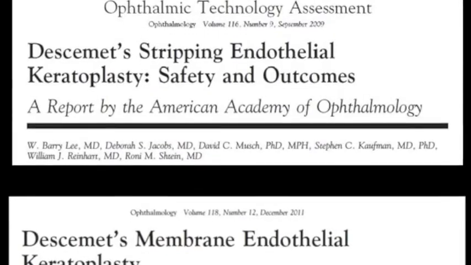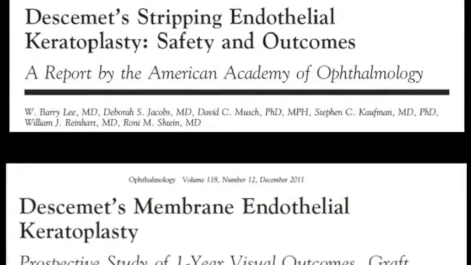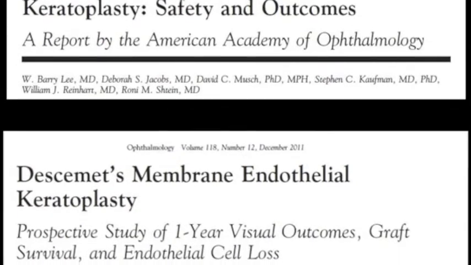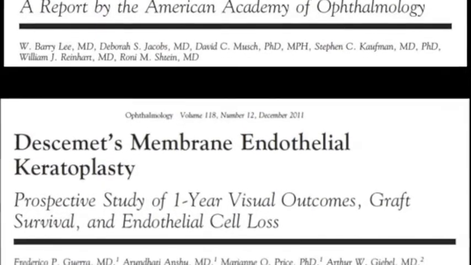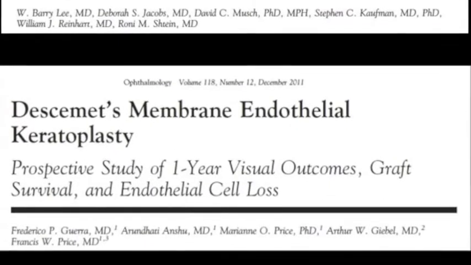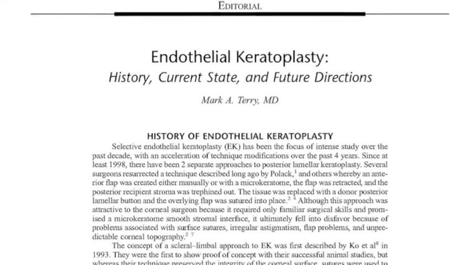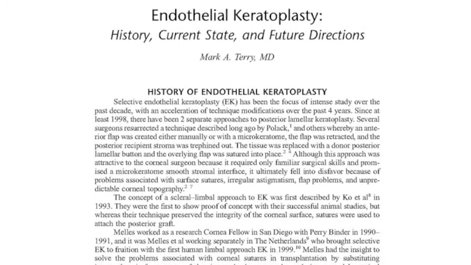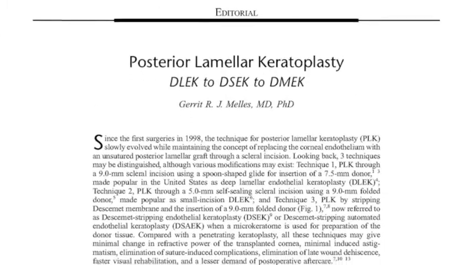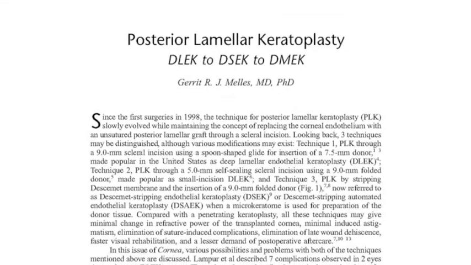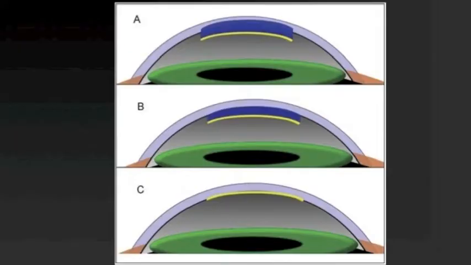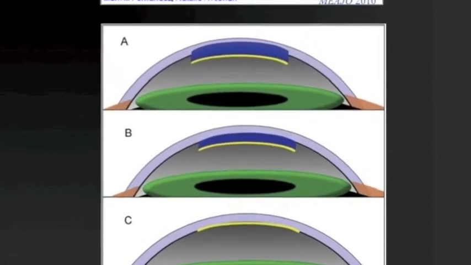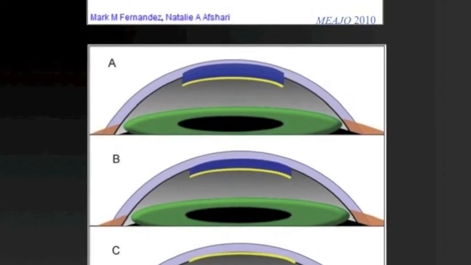EK has been demonstrated to provide faster visual recovery, minimal astigmatism, and an improved safety profile compared to traditional penetrating keratoplasty. Techniques and nomenclature in EK remain in evolution. Descemet stripping automated endothelial keratoplasty, or DSEK, is the preferred EK technique worldwide. In this procedure, pioneered by Drs. Mellis, Terry, and Price, host Descemet's membrane is stripped and a donor tissue consisting of posterior stroma, Descemet's membrane, and endothelium is inserted using a variety of techniques.